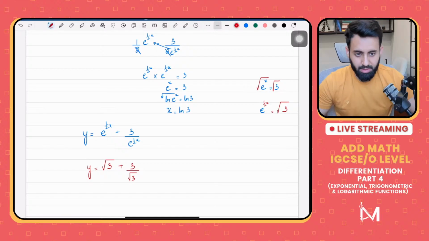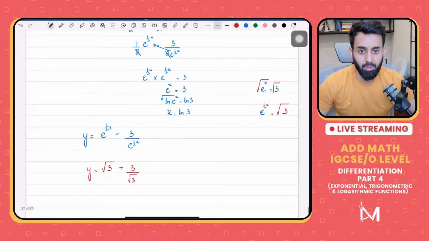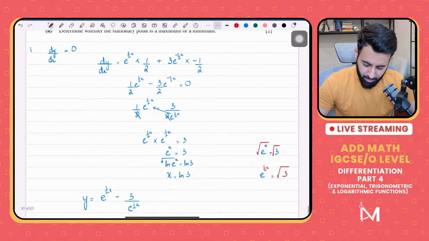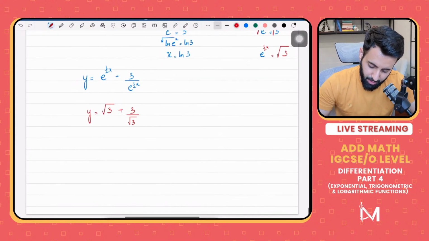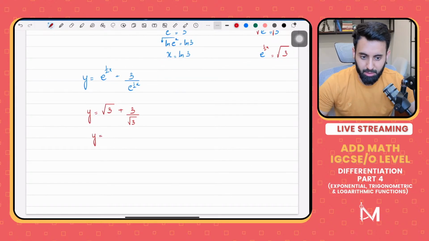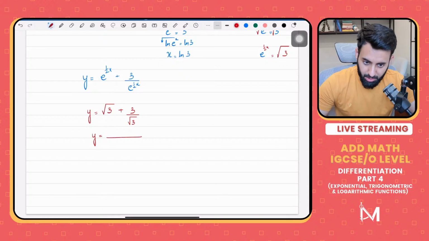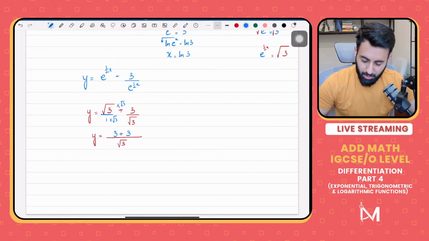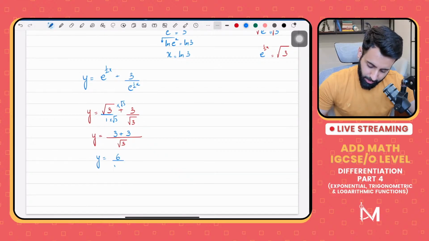Now, can this be the final answer? The question has asked us to show that it's equal to 2 under root 3. So my bad, this cannot be the final answer. That means we have to simplify this. I can simplify by taking the LCM, which is going to be root 3. The denominator here is 1, so we multiply this by root 3, and this also gets multiplied by root 3. So we have 3 plus 3, which is equal to 6. So y equals 6 upon under root 3.